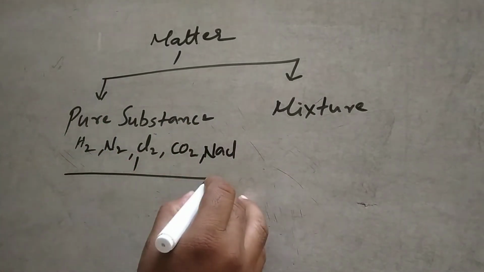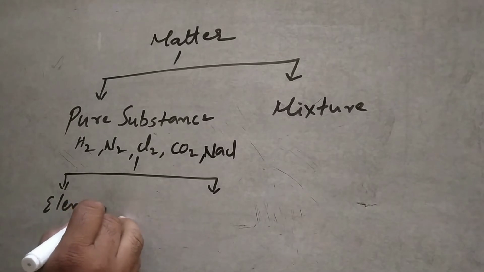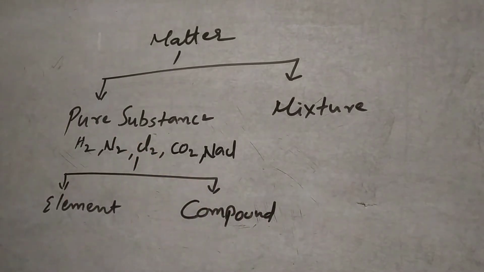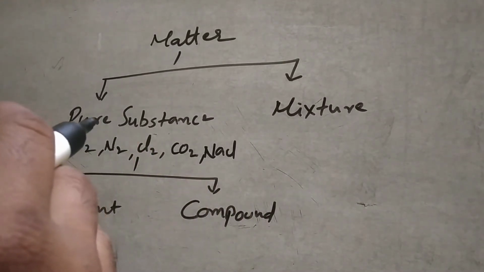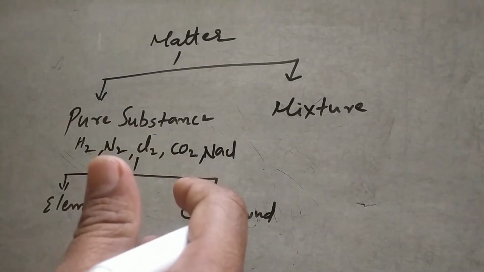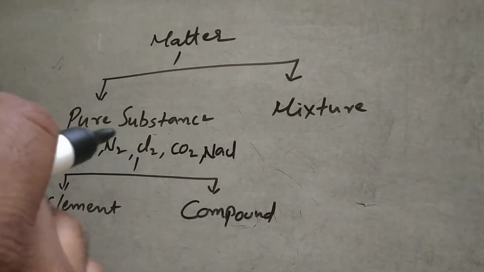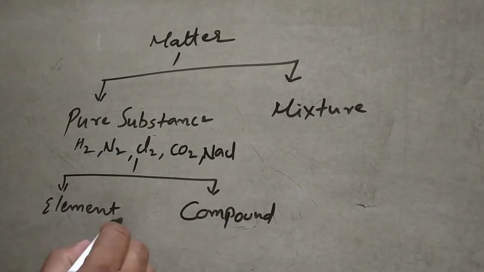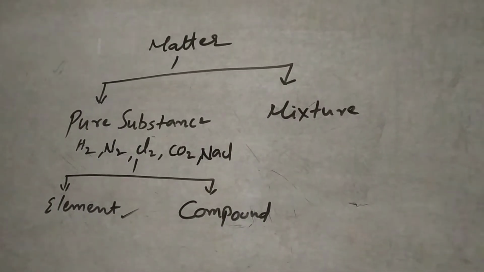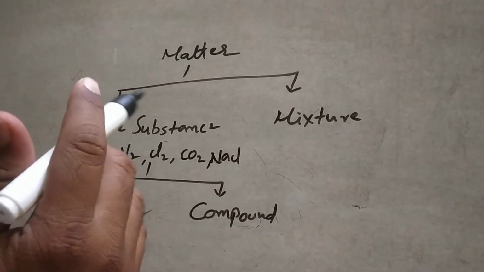Similarly, pure substances are classified into two types: element and compound. What do you mean by element? Element means a group of identical atoms. Robert Boyle introduced the terminology element in 1761. So element is nothing but identical atoms.